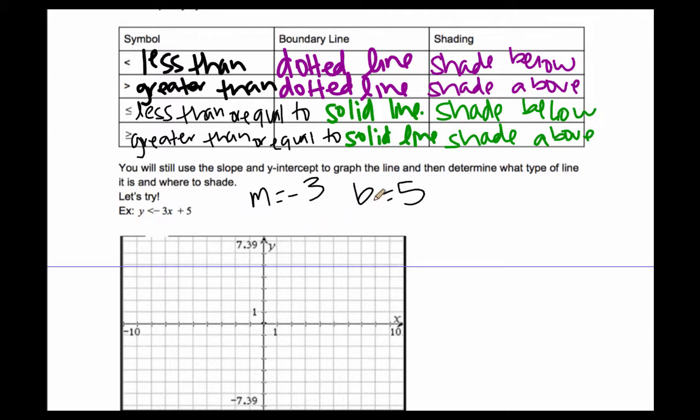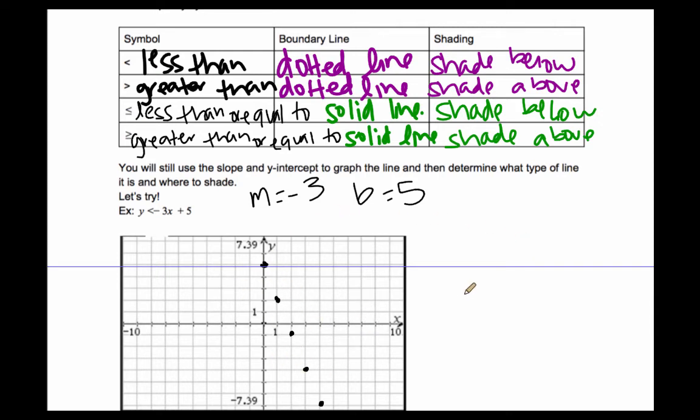So the first thing I'm going to do is plot my y-intercept at 5. These all go by 1, so 1, 2, 3, 4, 5. Start there, and the slope is negative 3. That means I'm going to go down 3 over 1. So down 1, 2, 3 over 1. I'm just plotting our points. Down 1, 2, 3 over 1. Okay, so there are my points on the boundary line.